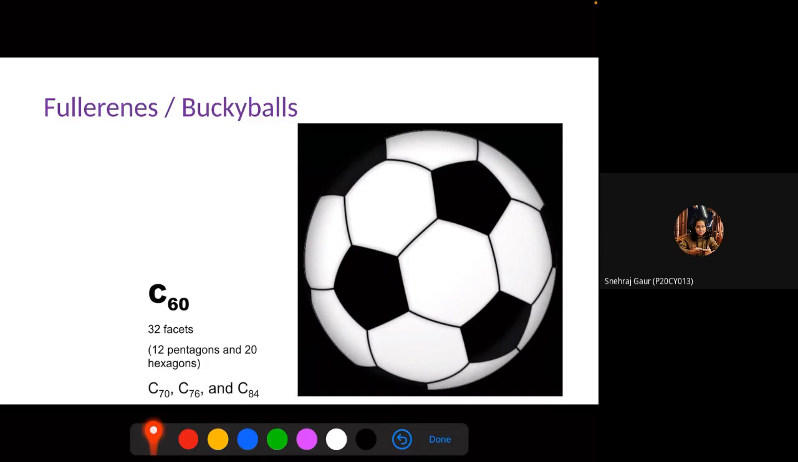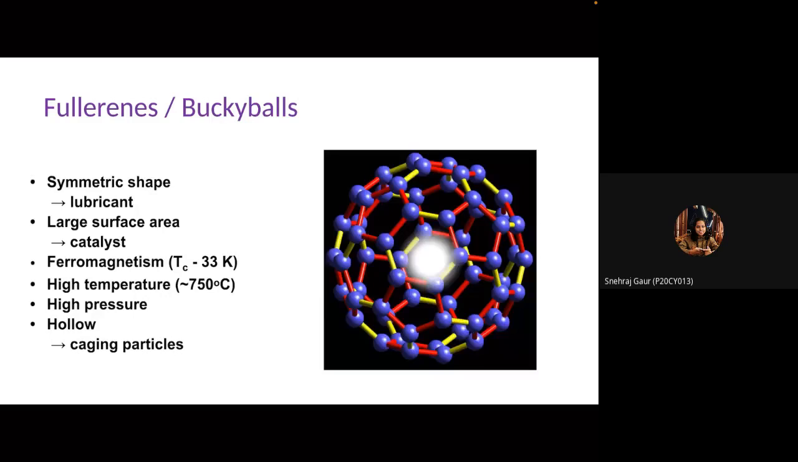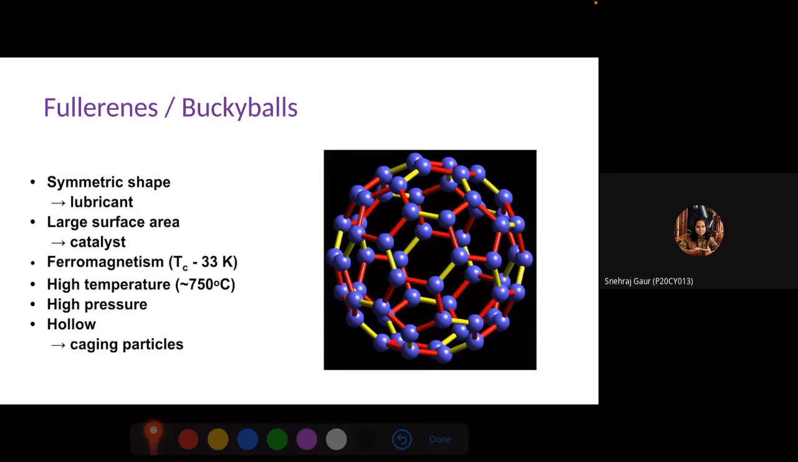So it is a symmetric shape, and it has, of course, a large surface area. Then it also has magnetic properties as well. It has a Curie temperature of 33 Kelvin, so it is actually a very soft ferromagnet, one of the most common organic ferromagnets.